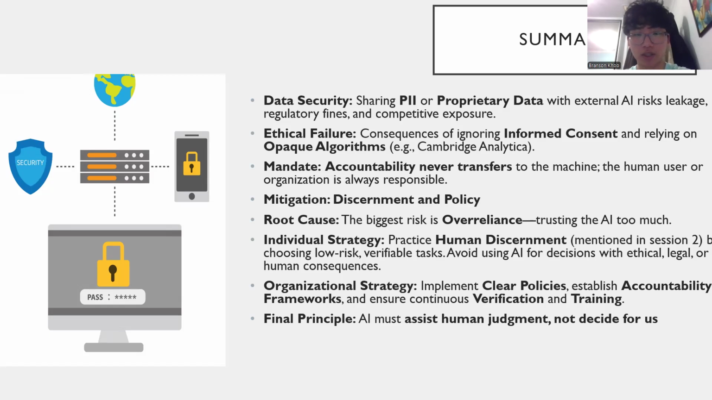The best defense against all these risks is human discernment, which was talked about in session 2 and is now reinforced in the current session. Our strategy relies on two pillars: individual oversight, practicing discernment by knowing when AI adds value and when to avoid it. We must always verify outputs and cultivate a mindset of healthy skepticism. Organizations must also implement clear policies that define approved tools, establish accountability frameworks for every AI-assisted decision, and provide continuous training to counter new threats.